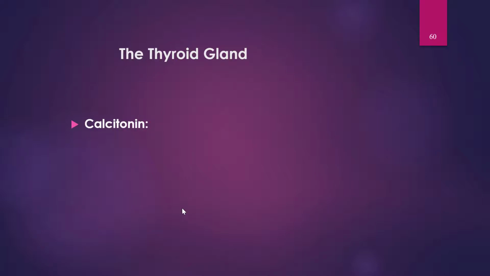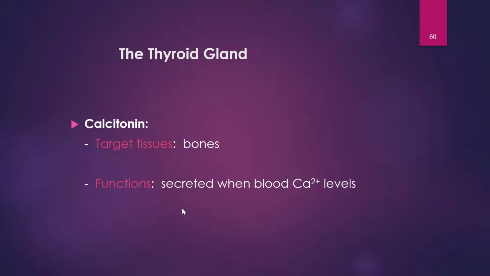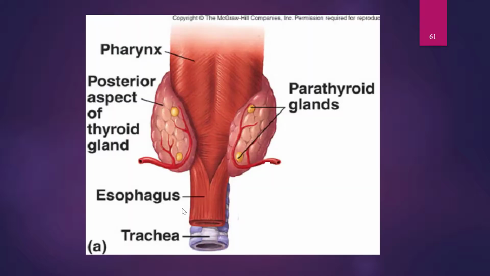Here's another hormone of the thyroid gland, produced by the C cells of the thyroid gland, which we call calcitonin. Calcitonin targets the bones, and it is secreted when blood calcium levels are high. So the aim of calcitonin will be to modulate blood calcium levels, so they lower it down.